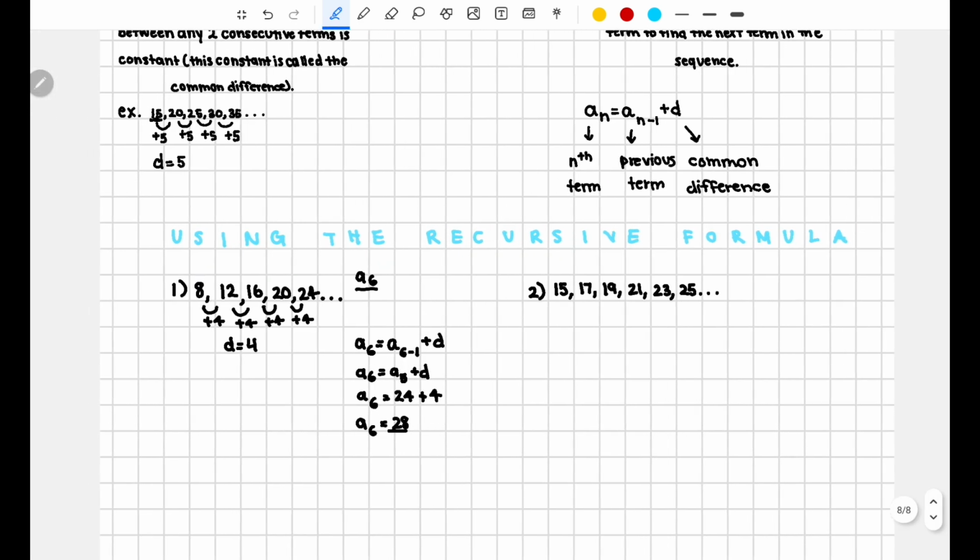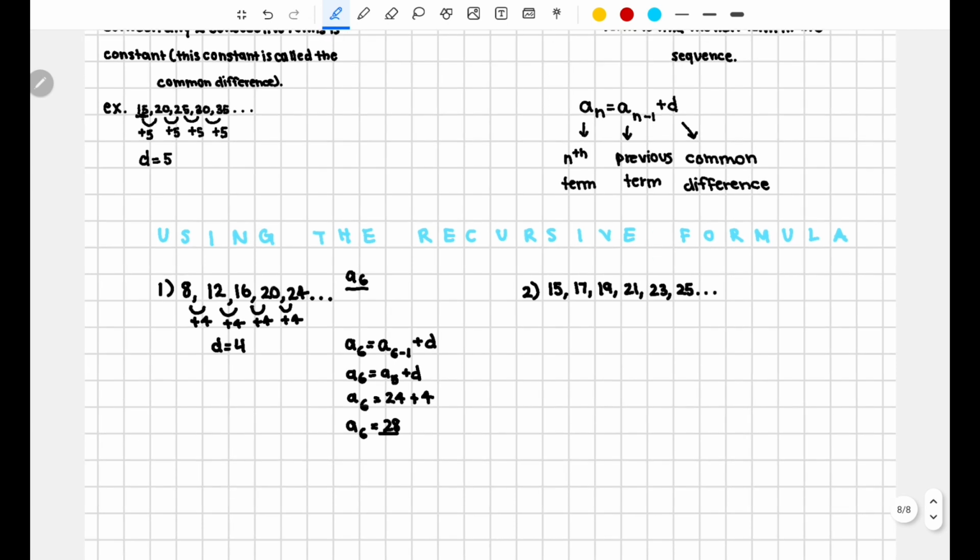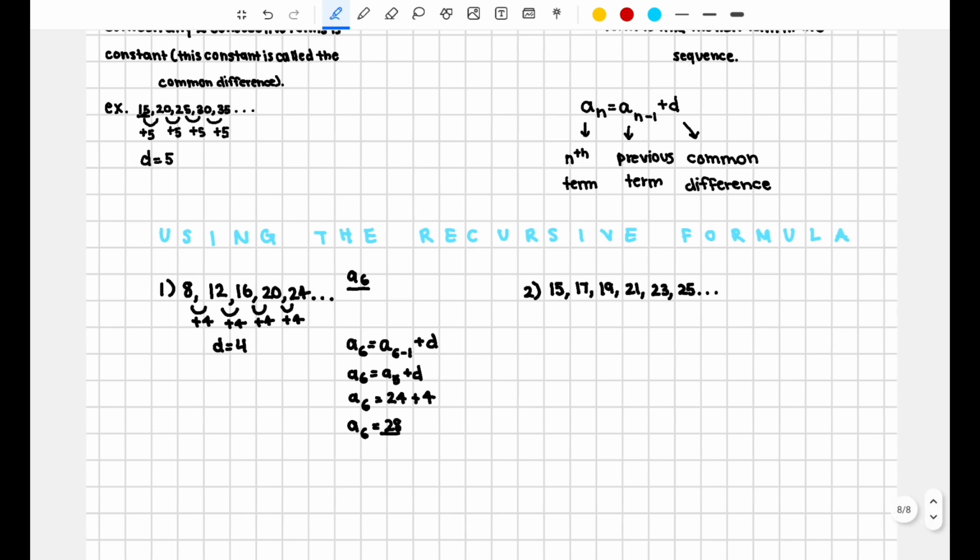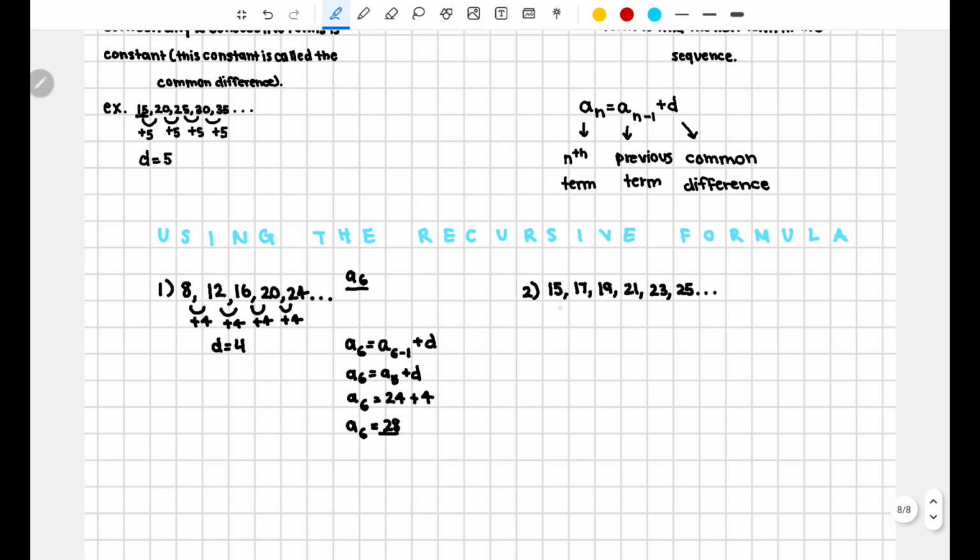Let's do one more example of using the recursive formula. Now our sequence is 15, 17, 19, 21, 23, 25. So let's identify our common difference. Plus 2, plus 2, plus 2, plus 2, plus 2. So d is equal to 2 in this case.